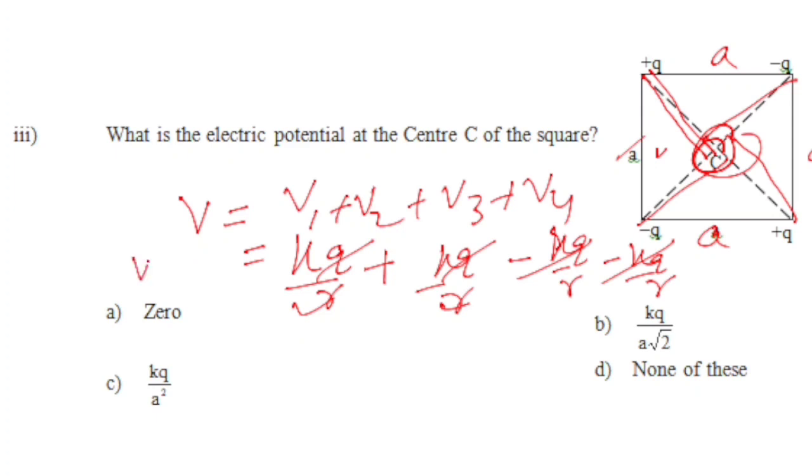Total potential is how much? 0. Which option is correct? First one is 0, second one is kq by a root 2, third one is kq by a square, fourth one none of these. First option is correct.